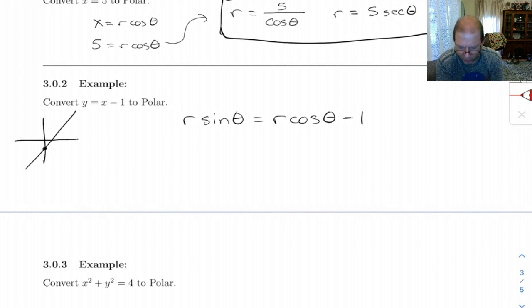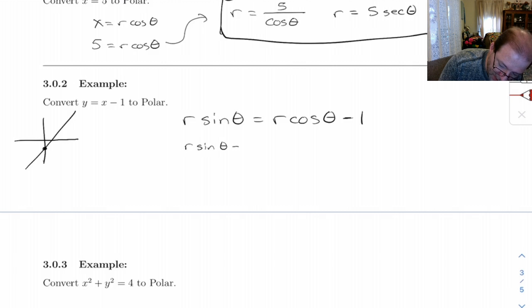Now, can we solve this for r? I think so. Let's move both of the terms with r in it to one side. So we get r sine theta minus r cosine theta equals -1. Factor out the r.